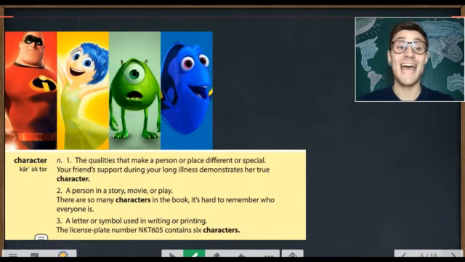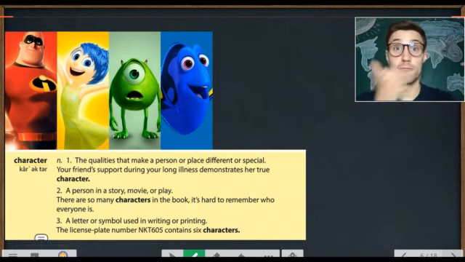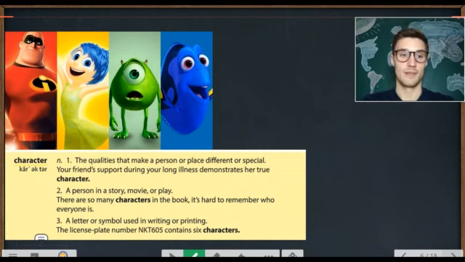Next up, it's character. Character. This word has 3 noun meanings. First, character is the name of the qualities that make a person or place different or special. You have a nice, friendly character. Your friend's support during your long illness demonstrates her true character. So it's a person's qualities that make them special, or a place's qualities that make the place special.